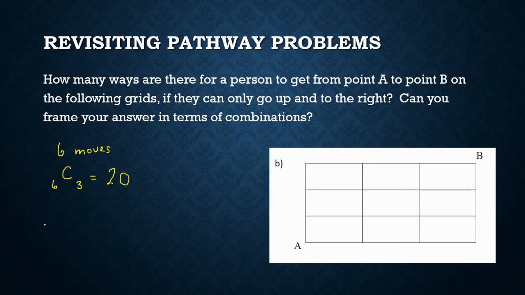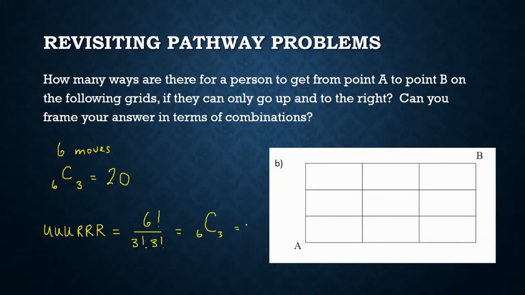But if we want to just refresh our memory with that, it was like, how many ways can you arrange 3 ups and 3 rights? That's 6 factorial divided by the repeating elements, 3 factorial, 3 factorial. And guys, this is just the very definition of 6 choose 3, right? 6 factorial, 6 minus 3 is 3 factorial, and 3 factorial gives us 20.